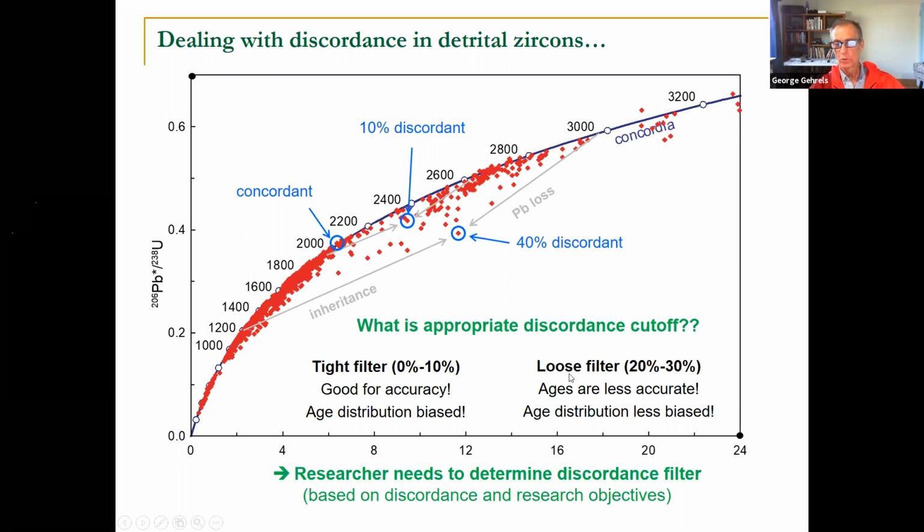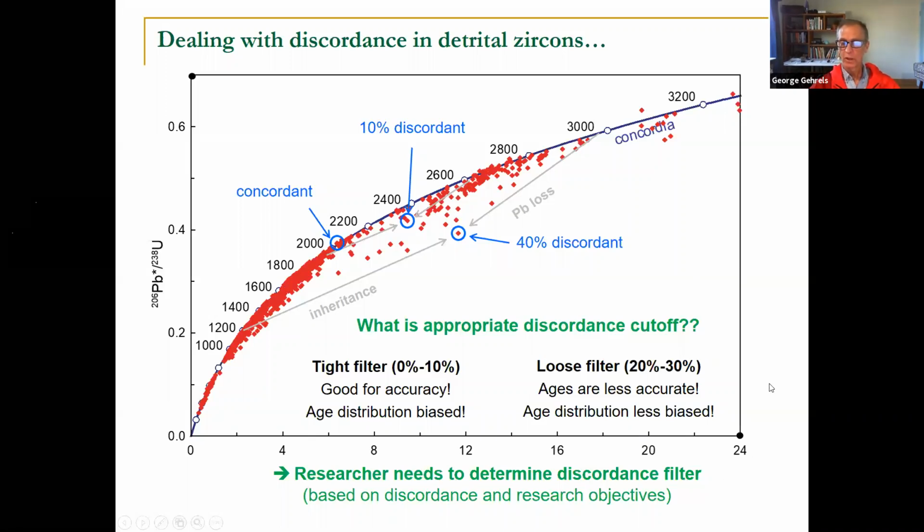In contrast, if you go to a very loose filter, maybe we're going to accept all of these analyses. Well, for those out here far from Concordia, the ages are not very accurate. But the good news is that your age distribution is going to be less biased. So here's the punchline: you need to understand enough about concordant versus discordant analyses that you are the person who makes that decision.